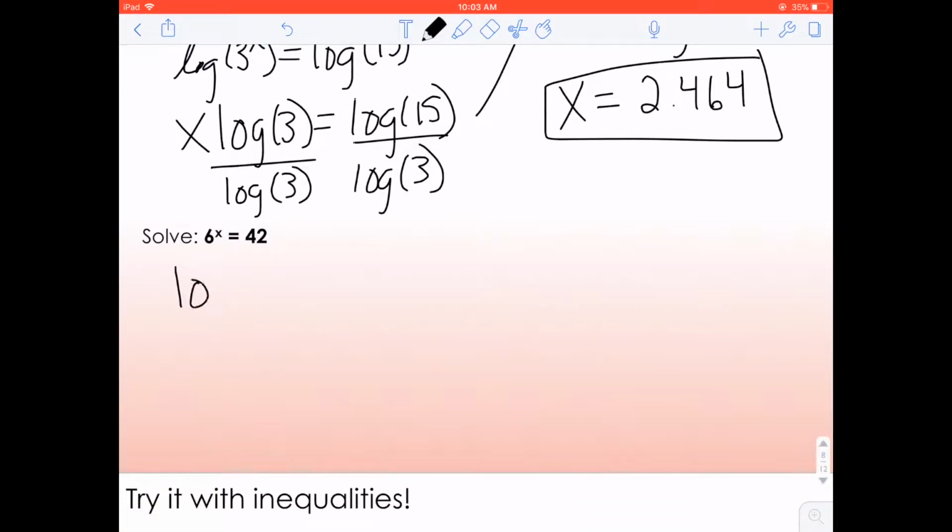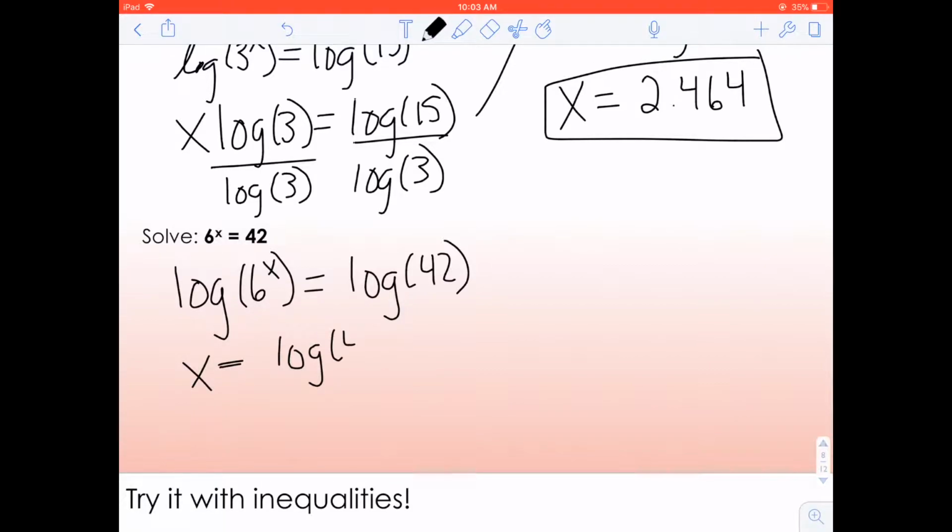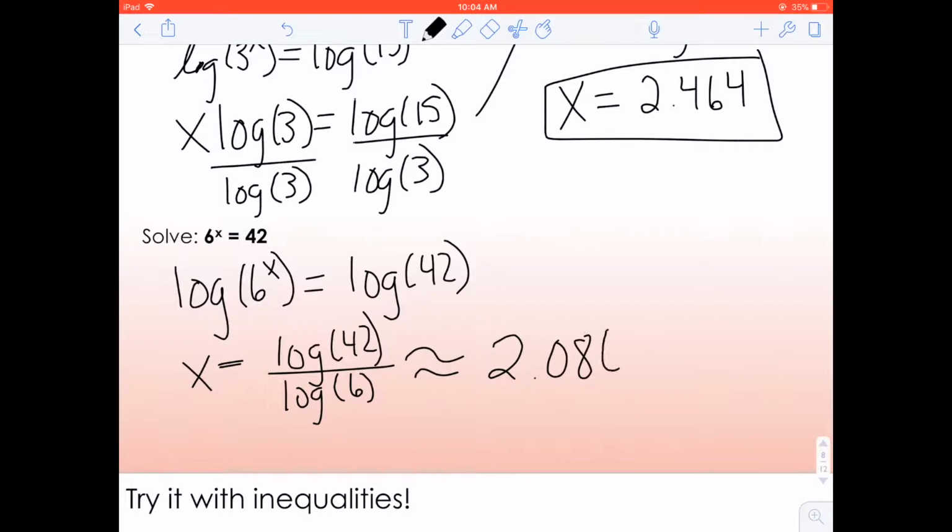Same thing here. We get log of 6 to the x equals log of 42. So x equals log of 42 divided by log of 6. We can enter that in our calculator. Log of 42 divided by log of 6 equals about 2.086. So logarithms are really nice because they help us solve these problems that otherwise would not be able to be solved.